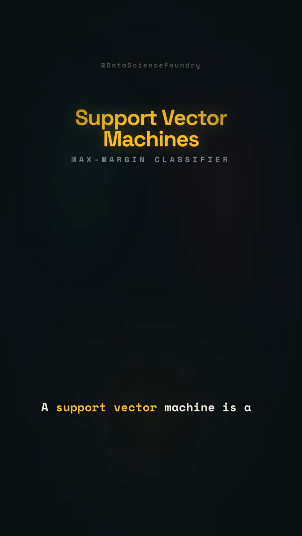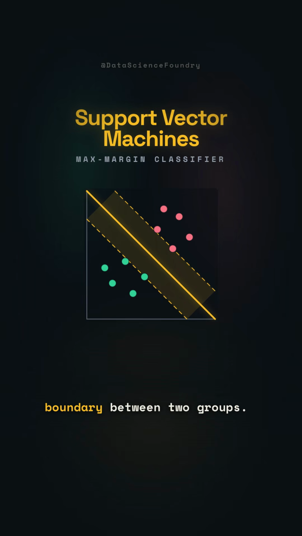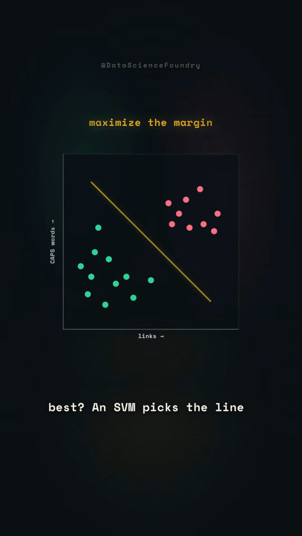A support vector machine is a model that classifies data by finding the best possible boundary between two groups. Say we have two classes of points, and we want a line that separates them. Many different lines could split them, but which one is best? An SVM picks the line that stays as far as possible from the closest points of either class.